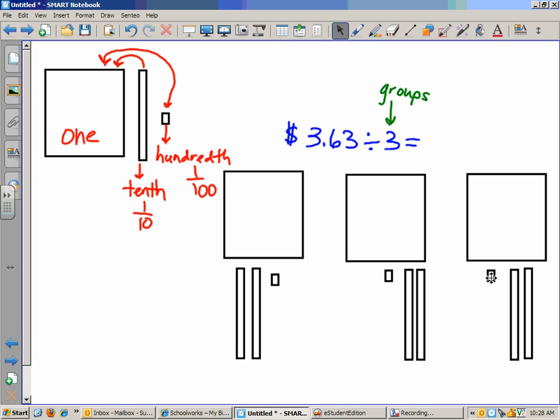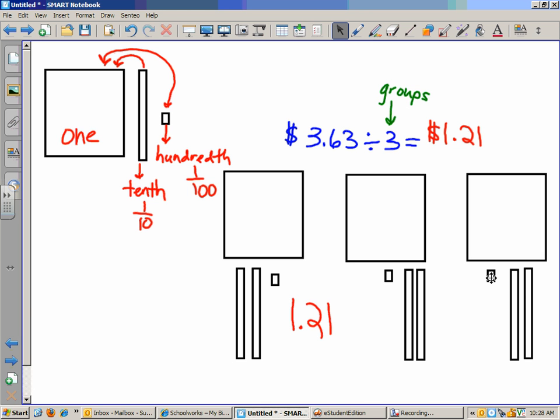Each group should have this equal number because we divided it equally. So looking at one group, we have 1 whole, we have 2/10, and we have 1/100th. We should have that through all of them. So our quotient should be $1.21. So taking that and breaking it all up to find out what we had in the end. So just playing with those base 10 blocks.